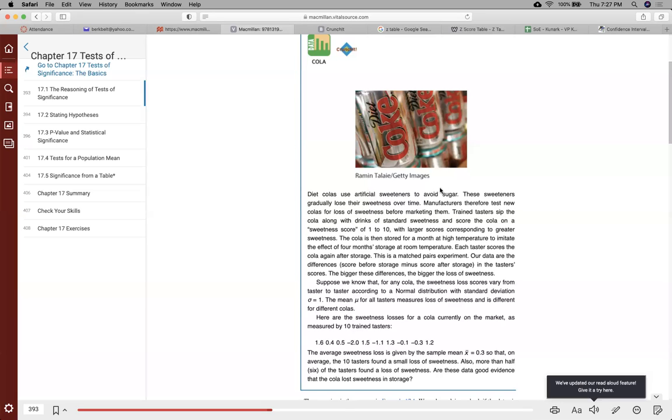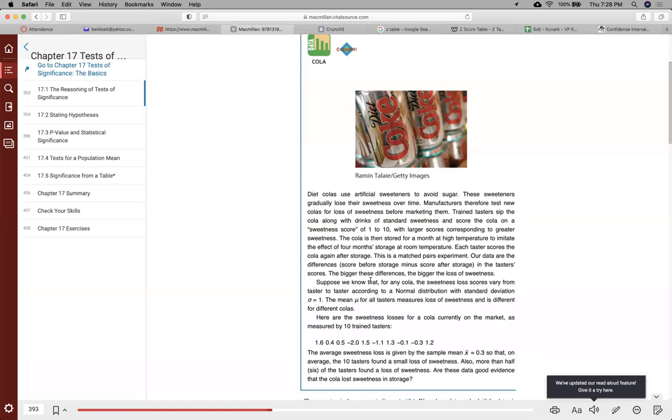So in this case, we have Diet Colas. They use artificial sweeteners, and sweeteners gradually lose their sweetness over time. That's just a fact. So when manufacturers test new colas, they test for loss of sweetness before marketing them. Trained tasters sip the cola and score it on a sweetness score of 1 to 10. Larger scores, more sweetness. They then store the cola at high temperatures for a month to imitate the effect of 4-month storage at room temperature. And then the tasters come back and taste them again.